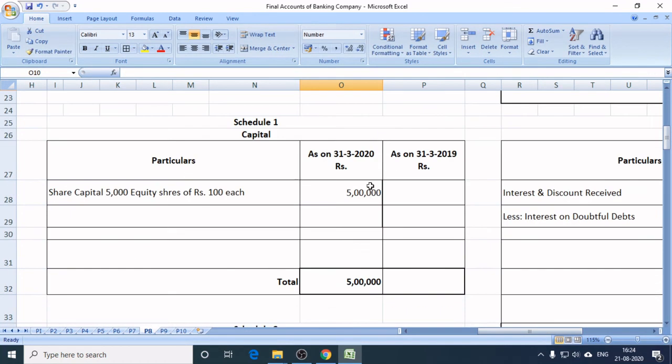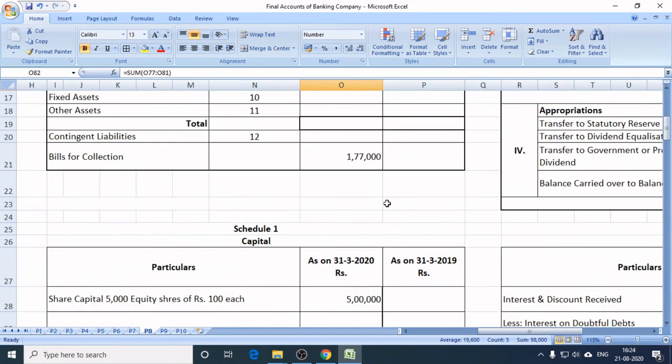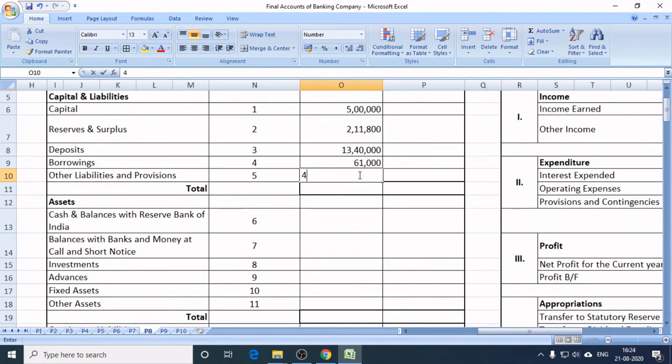Now schedule number 5. Here we have 4 figures and its total is 49,000. So here we will show rupees 49,000. Now let's add all these figures to find out total liabilities. So it is 21 lakh 61,800.